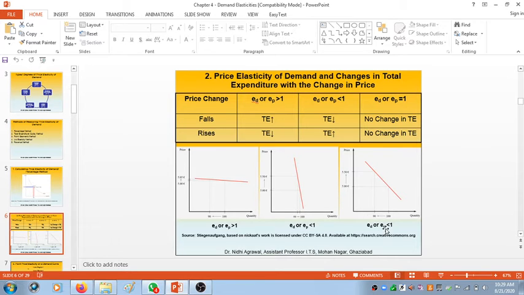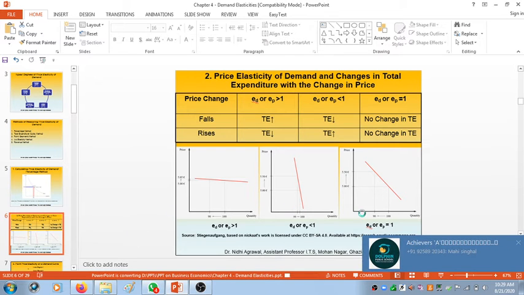Similarly, this is the case of elasticity equal to 1, this is not less than 1. So this is equal to 1, right? So we have to use the equals sign, okay? This is applicable for elasticity equal to 1.